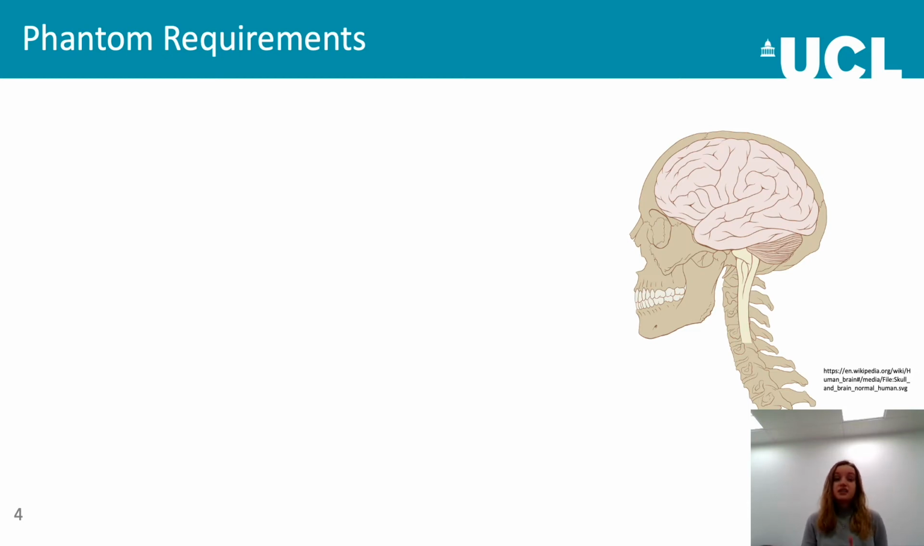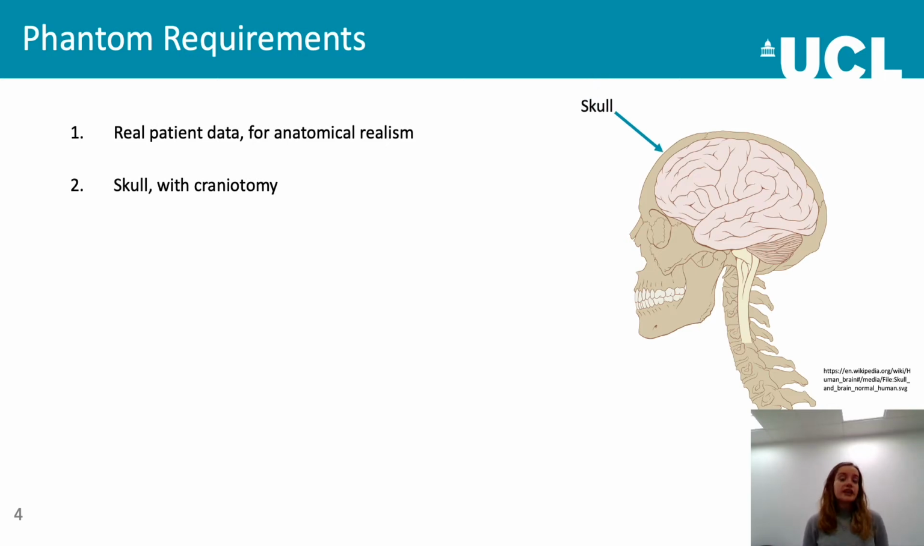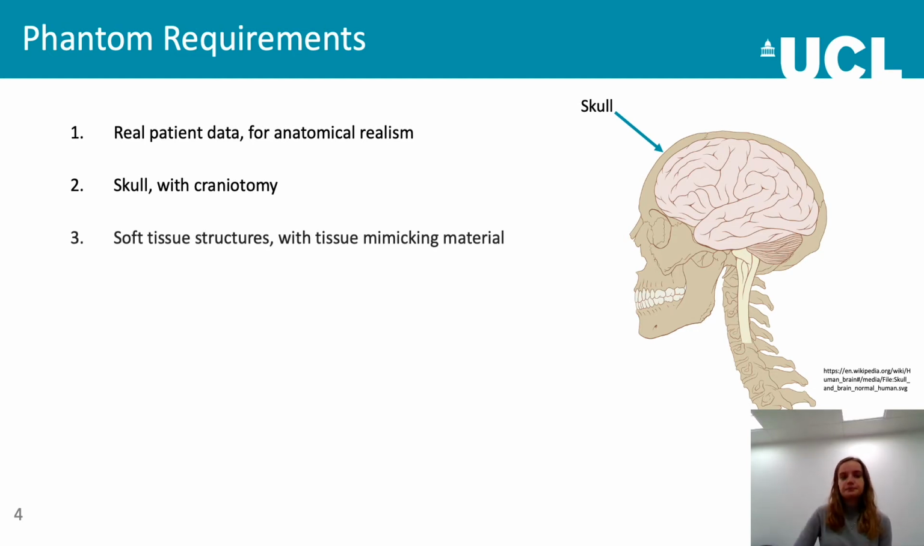So the phantom had certain requirements that it needed to fulfill in order to be useful for those applications. Firstly, it needed to be created using real patient data so that it would be anatomically realistic. It needed to include a solid skull, with a craniotomy hole so that the surgery could be simulated. It needed to have the soft tissue structures that were important, made from tissue mimicking materials.